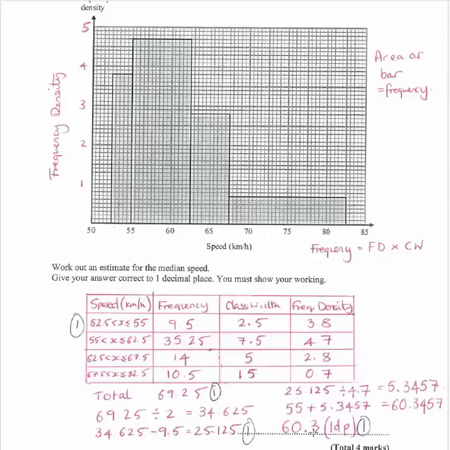That's pretty tricky, but you could at least draw a table out and put this information in and get the marks for that. And even doing that and coming up with your total frequency gets you 2 marks.